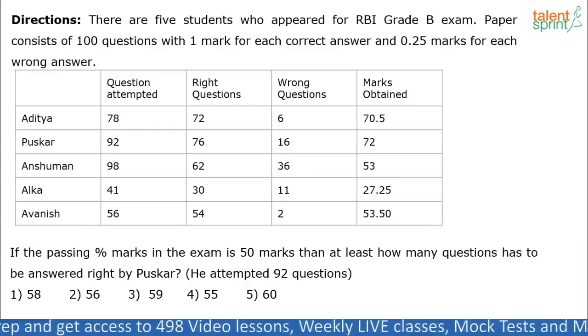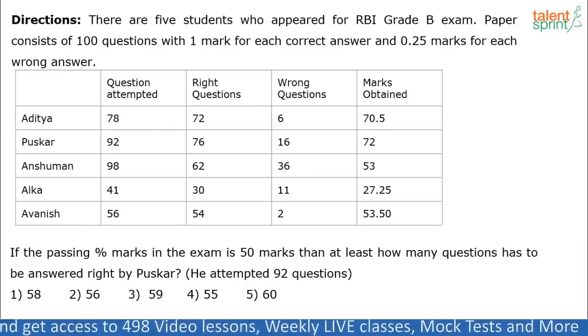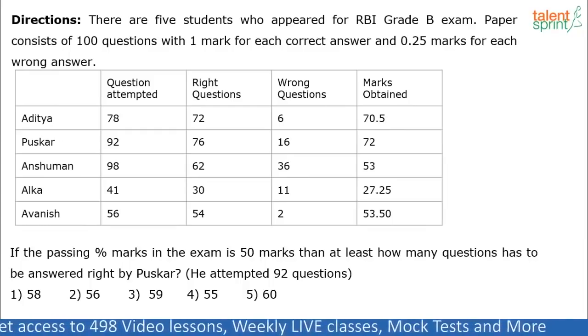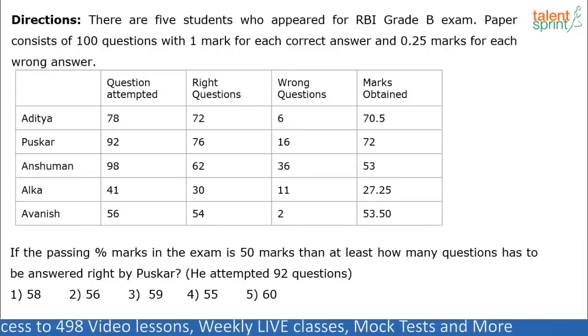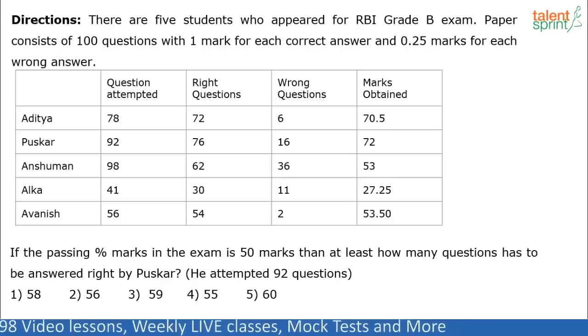So try to solve this now. If the passing marks in the exam is 50 marks, then at least how many questions have to be answered right by Pushkar? He attempted 92 questions. Try this now. Interesting one. He says if the pass mark is 50, then at least how many questions should be answered right by Pushkar? Try this quickly.